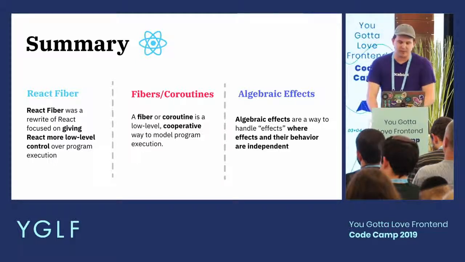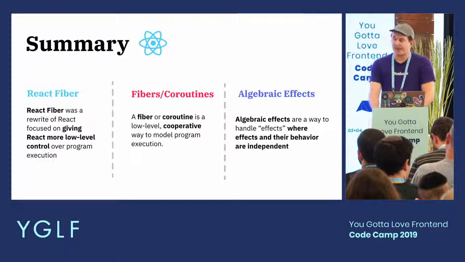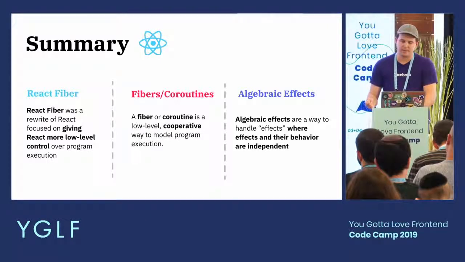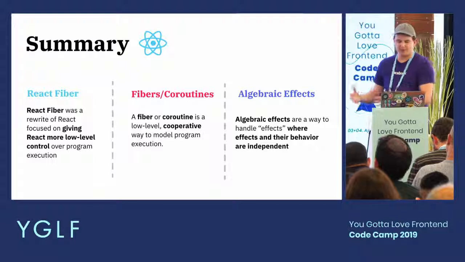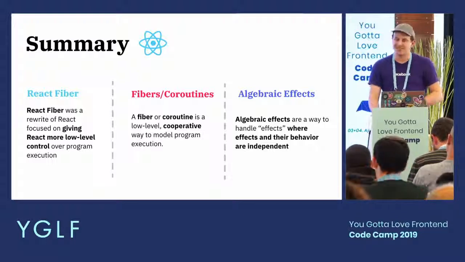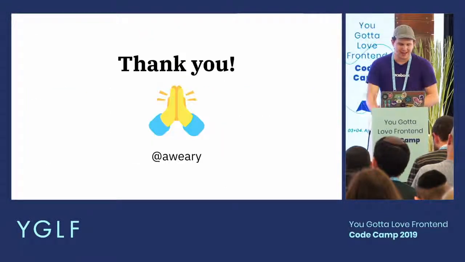By relying on fibers, React was able to implement APIs modeled after algebraic effects, which is a generic and useful way to model effectual behavior with effects and effect handlers. I know that's a lot to take in, but hopefully this sheds some light on what exactly React Fiber was, why it was useful, why it was necessary, and helps you understand the actual program model that React uses internally. And that's my talk. Thank you.